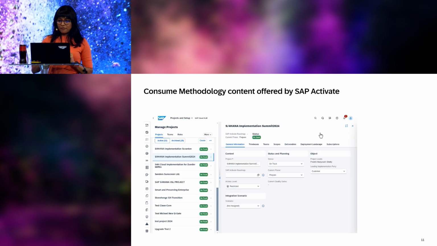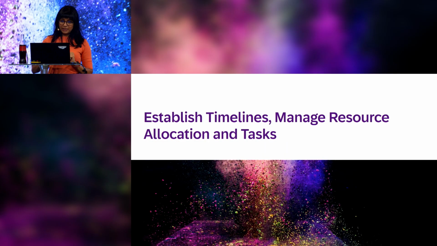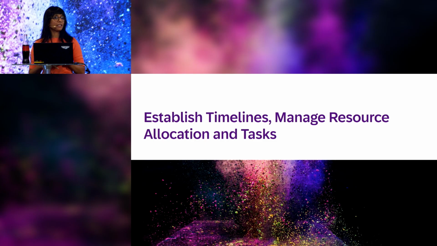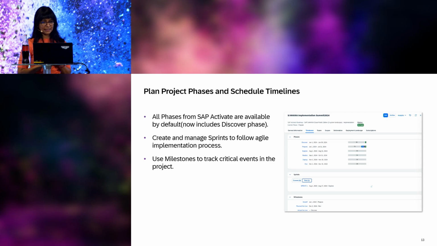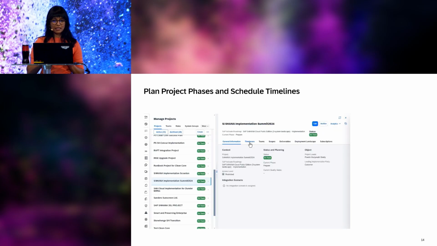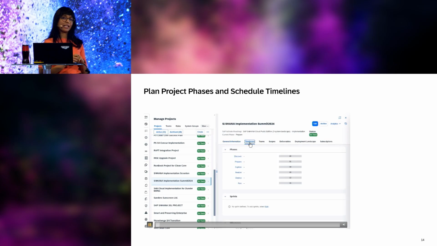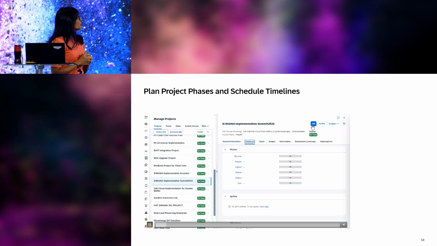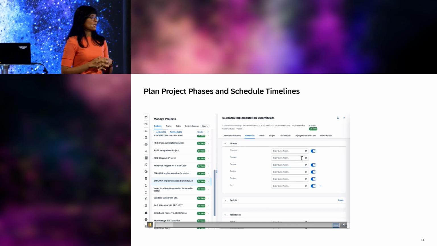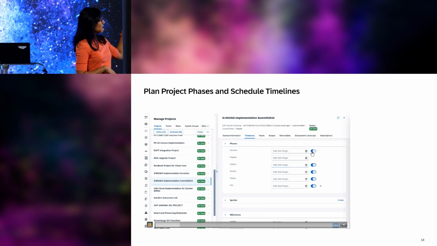Once you have the methodology assigned, the next step is to define the timelines of the project and assign resources. You have to onboard resources based on who needs to do which tasks, and then start managing the tasks. So let's take a look at how you start with planning and timelines. So there is something called time boxes, and here you see all the phases.